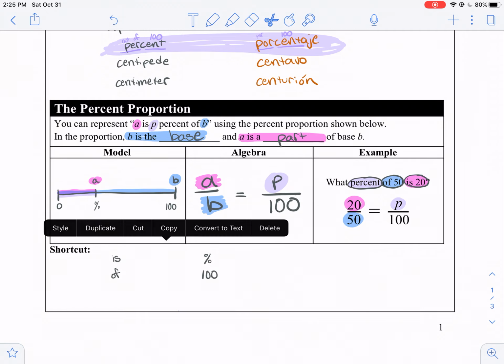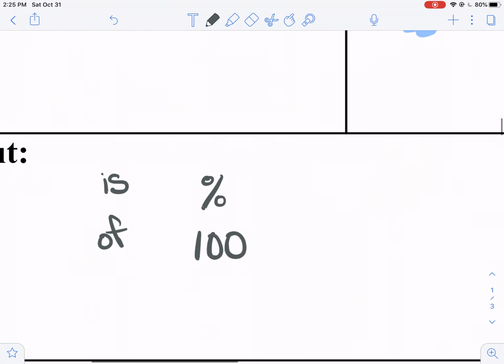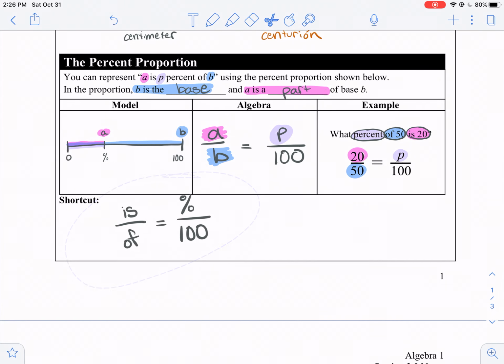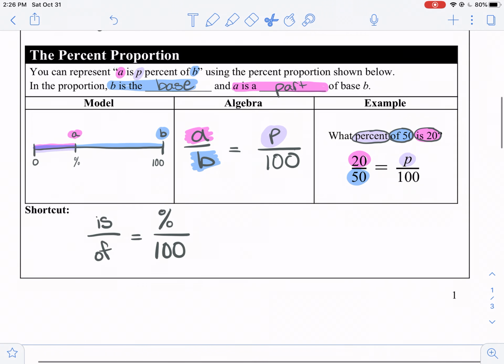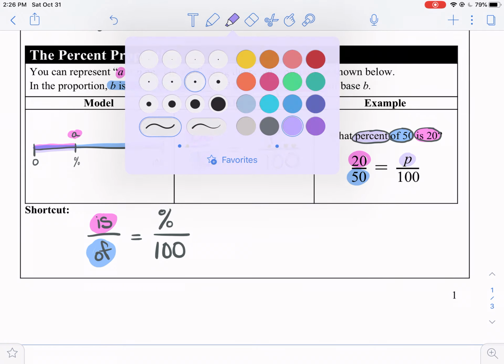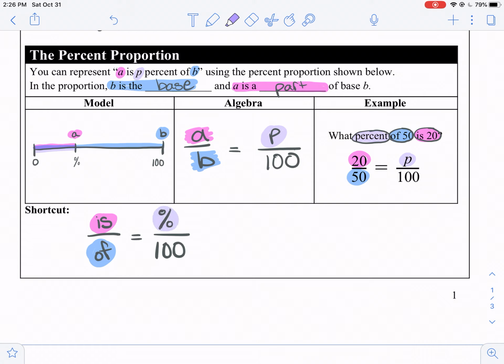I'm just going to move it. So we set up the proportion. We say is over of equals percent over 100. This is the proportion that you will want to know and love and use all the time. Okay? So is over of equals percent over 100. And look, in our example over here, 20 is our is number because it's right next to is 20. And 50 is our of number because it's right next to of 50. And then P is our percent, and that will always be out of 100.